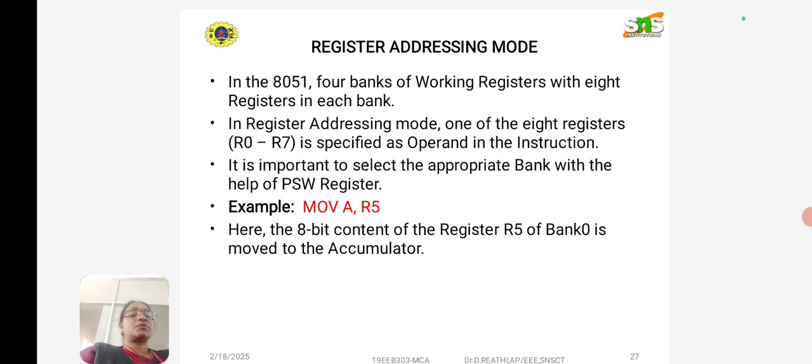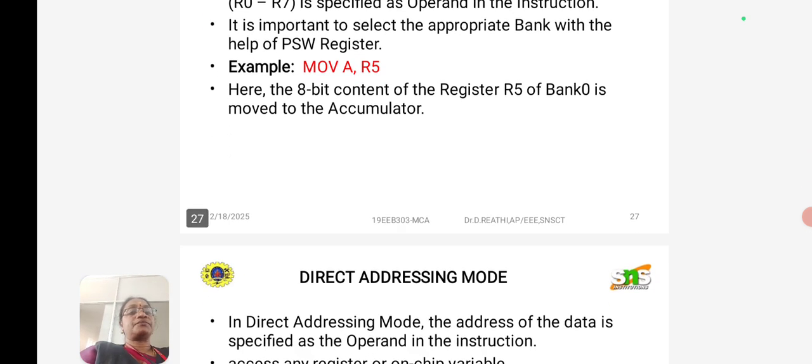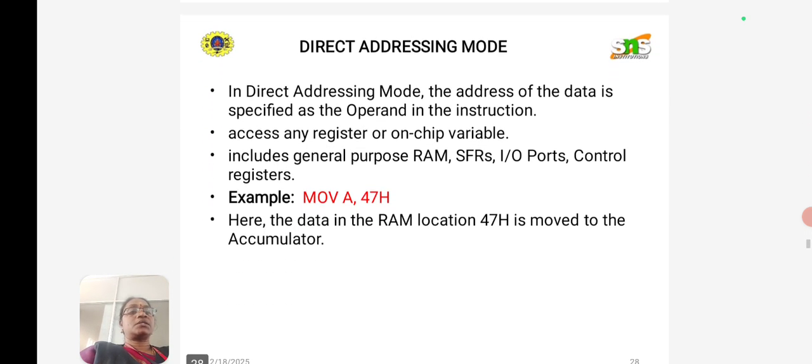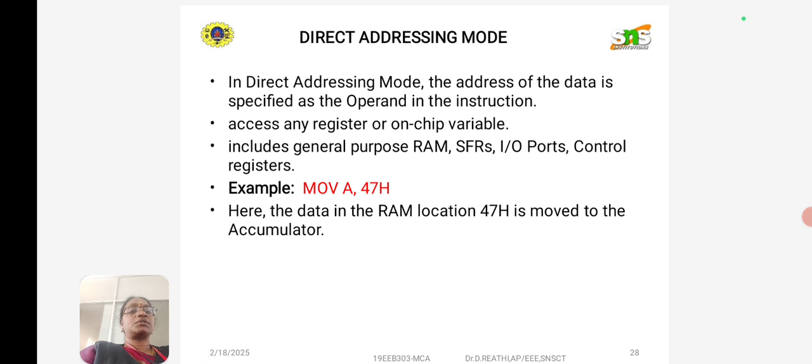An example of register addressing mode is MOV A, R5. Here the 8-bit content of the register R5 of bank 0 is moved to the accumulator. Whatever data R5 holds is moved to the accumulator. That we call the register addressing mode. And then the next one is direct addressing mode.